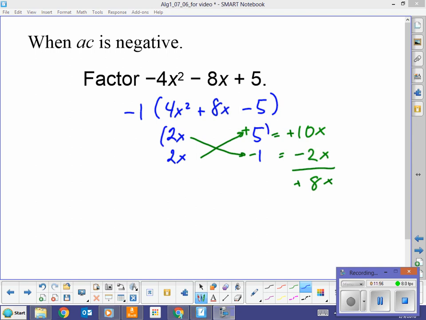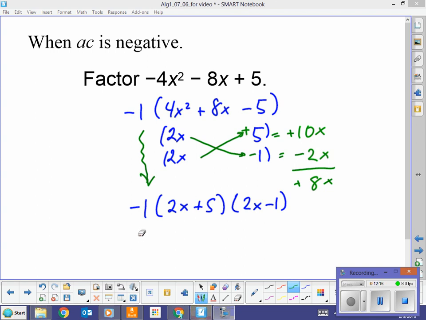So my final factorization of this trinomial will be -1 times 2x plus 5 times 2x minus 1. And again, don't forget to include that original factor, the first GCF factor that we factored out. That's going to be people's most common error here.